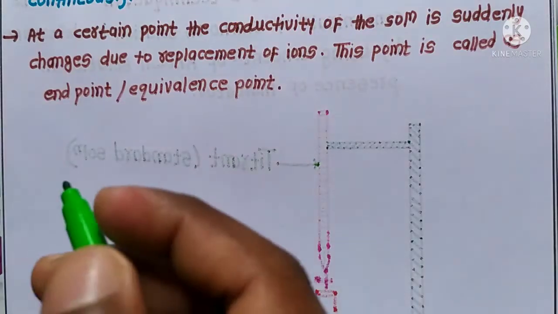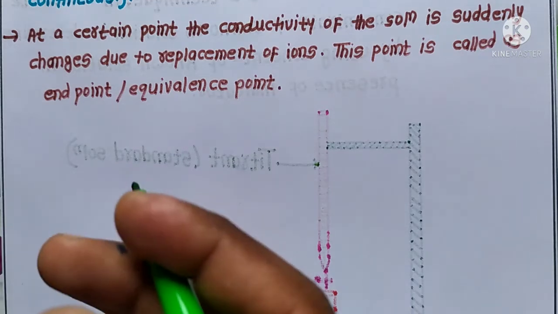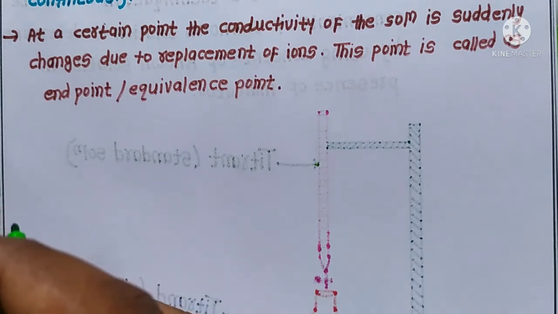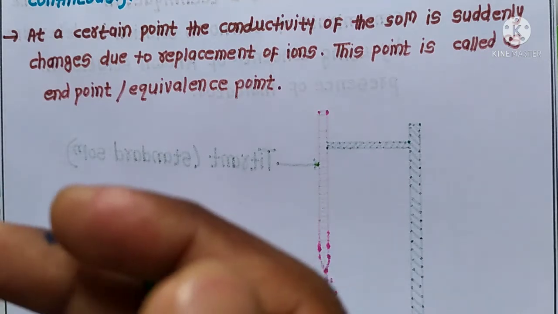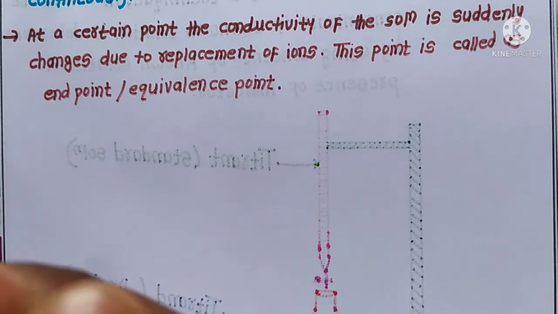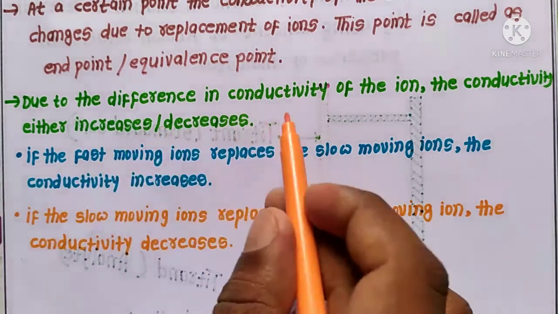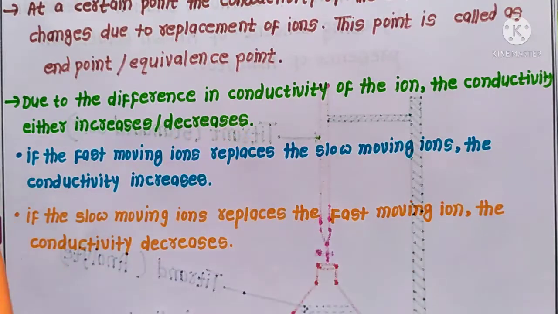Now the conductivity of the solution suddenly changes due to the difference in the conductivity of the ions, and the conductivity of the solution either increases or decreases. If the fast moving ion replaces the slow moving ion, then conductivity increases. On the other hand, if the slow moving ion replaces the fast moving ion, then the conductivity of the solution decreases. So due to the difference in the conductivity of the ions, the conductivity either increases or decreases. If the fast moving ion replaces the slow moving ion inside the solution, then the conductivity increases.